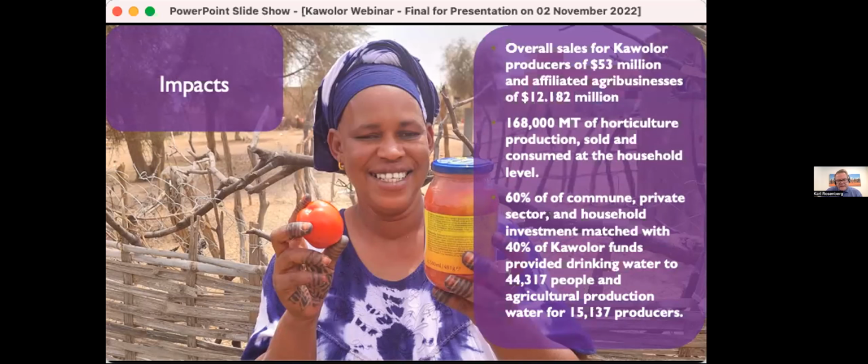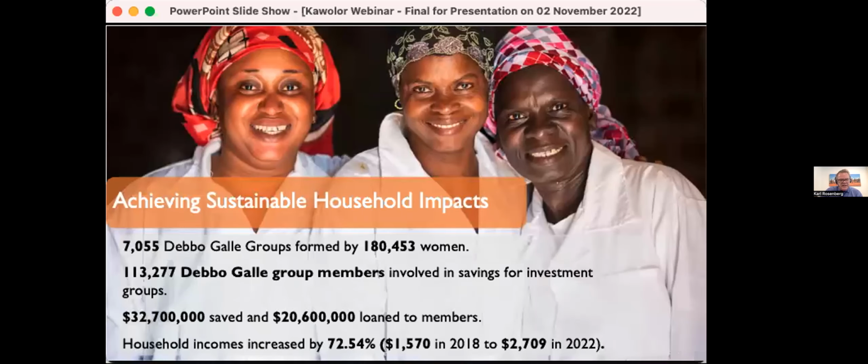Slide. And achieving sustainable household impacts, there were 7,055 of these Dabogale groups. Now, these groups are typically between 20 and 30 women. And so a little more than 180,000 women participated in Dabogale groups. Of this 180,453, 111,277 Dabogale group members were involved in savings for investment groups.